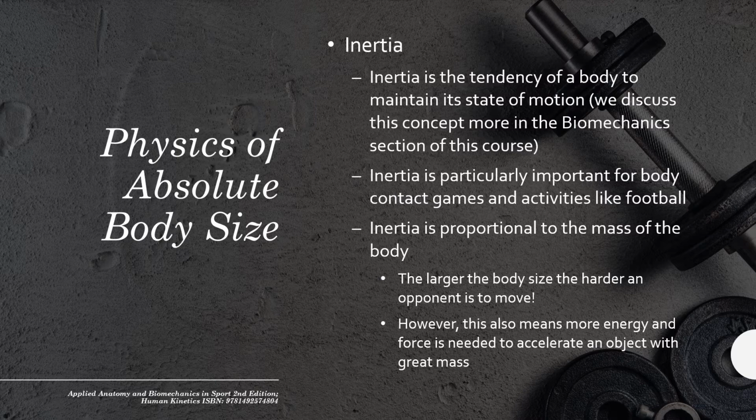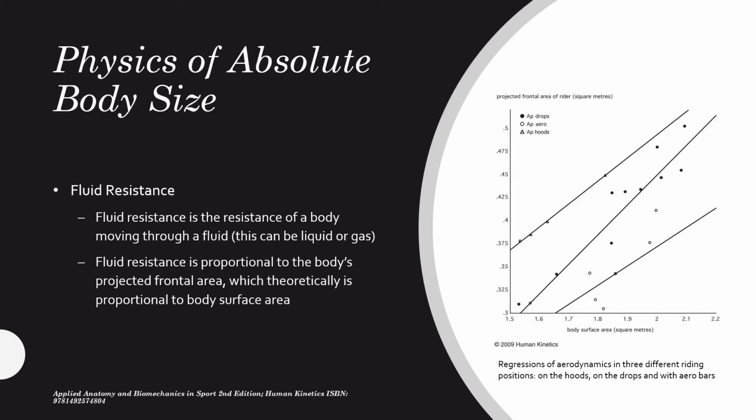We also know that inertia is going to be proportional to the mass of the body. So the larger the body size, the harder an opponent is to move. However, if I want that heavy individual to move, this means I now have to exert more energy and force to accelerate an object with great mass. So inertia can be a friend, or it cannot be a friend.